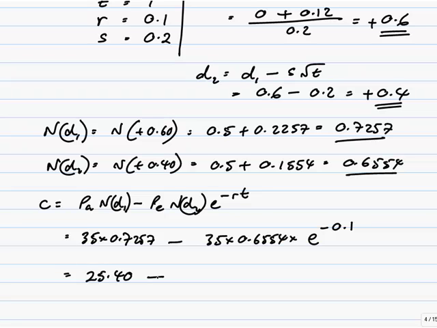The second one, well, I'll do the e first, so 0.1, make it negative. E to the power minus 0.1, I get 0.9048. I wouldn't normally write it down, I'm only doing it if you're checking. But carry on multiplying times 0.6554 times 35. It comes to 20.76. And so the value of the call option is the difference. These were dollars, remember, so $4.64.